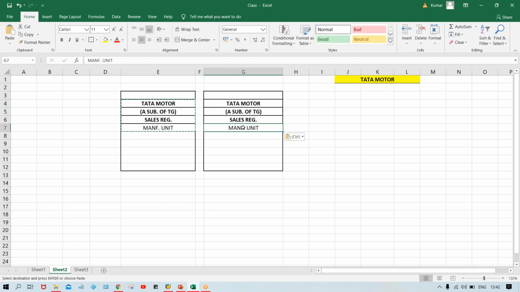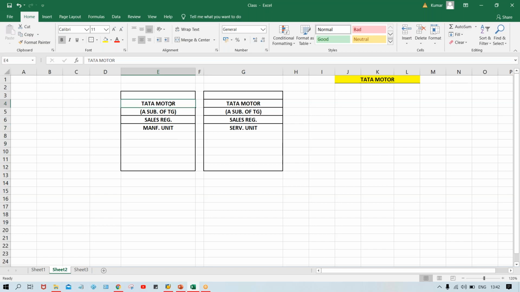Okay, so this is for service unit. Let's suppose this is the manufacturing unit, and this is the service unit, right? Now the next question is, while posting transactions, if sales revenue related transactions are getting posted, the first question is which subsidiary this transaction belongs to. So it is for Tata Motor.